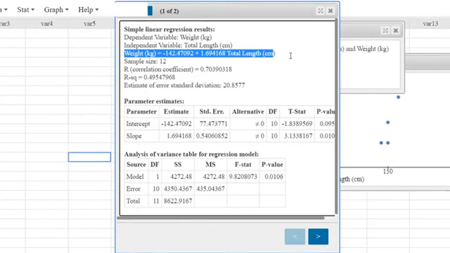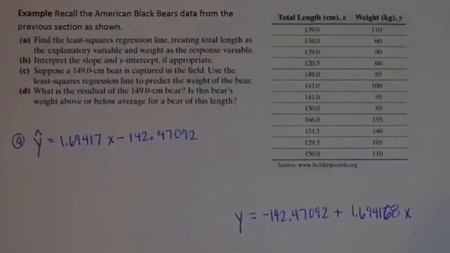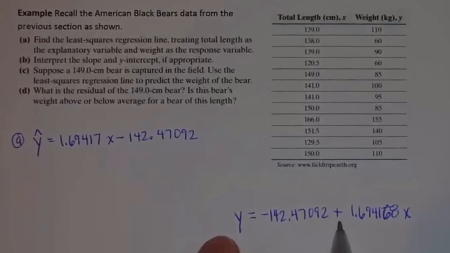One thing that I do want to point out, it's a common mistake. I'm going to write down that equation. I'm going to use Y and X instead of weight and length. I'm going to write that down like it's written here. And then I'll show you my screen. So notice this is the way that StatCrunch writes this equation. It writes it as negative 142.47092 plus 1.694168 times the X variable.